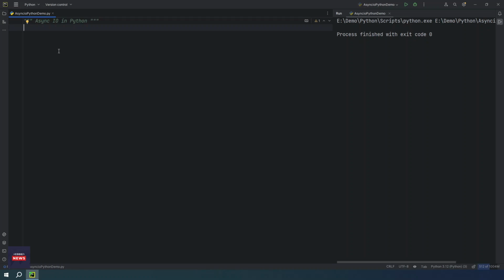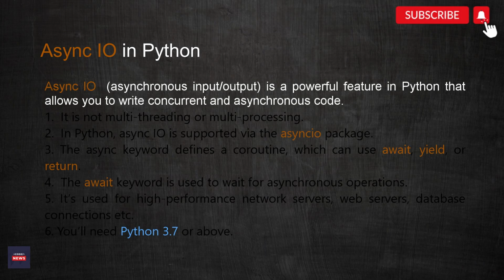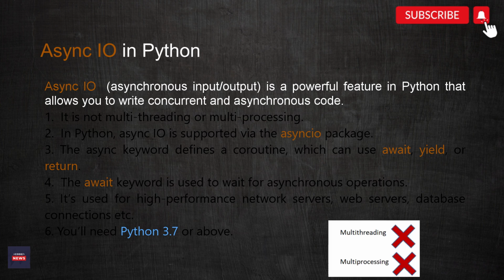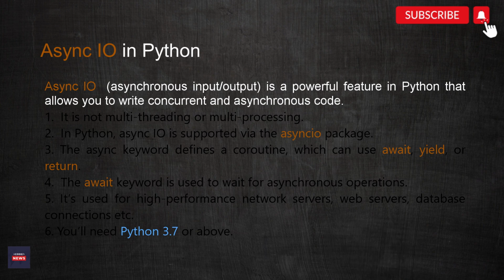Guys, in this video, we will learn Async IO in Python. Async IO, asynchronous input output, is a powerful feature in Python that allows you to write concurrent and asynchronous code. It is not multi-threading or multi-processing. In Python, Async IO is supported via the asyncio package.